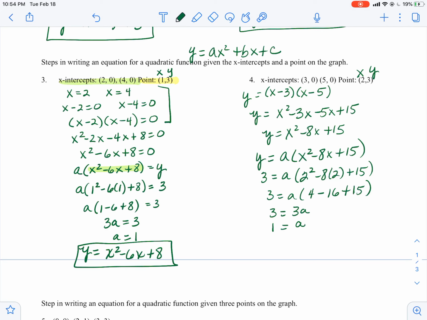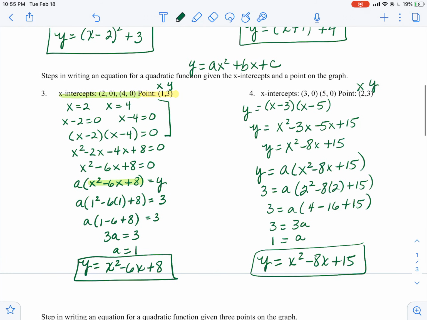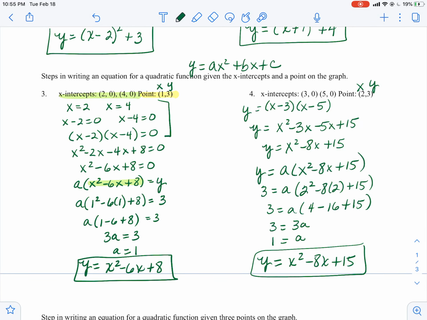I need to find some equations that don't work out this way. And so y equals x squared minus 8x plus 15 is my final answer. But don't forget you do need to check for the a value. So again, that is how to find the equation given the x-intercepts and a point on the graph.